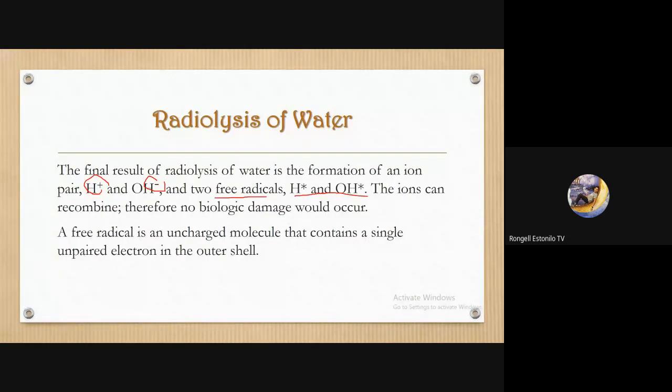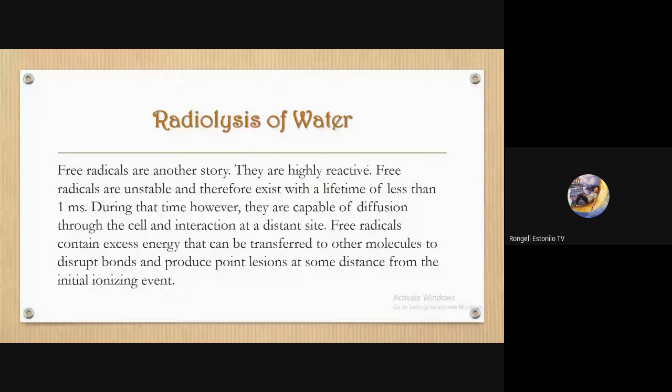So the ions can recombine, therefore no biologic damage will occur. A free radical is an uncharged molecule that contains a single unpaired electron in the outer shell. So this is where the adverse effects of radiation start, because of these free radicals. Again, what are the radicals called? There are only two, H asterisk and OH asterisk.